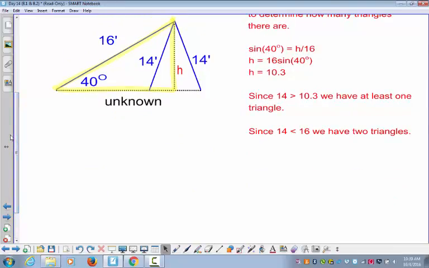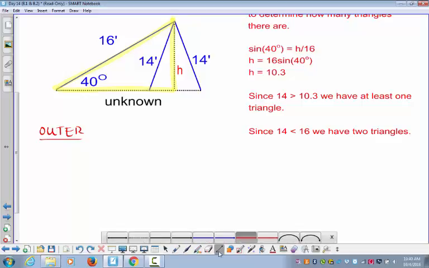So the strategy to solve this, the easiest way is to go with the outer triangle first. And the reason is that the inner triangle has this obtuse angle. And law of sines can't find an obtuse angle. So let's go with the outer triangle. With the outer triangle, that angle there is unknown, and we can find that easily with law of sines. So we're going to do the outer triangle first.